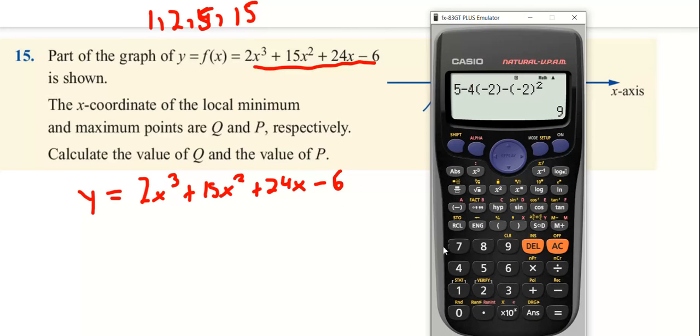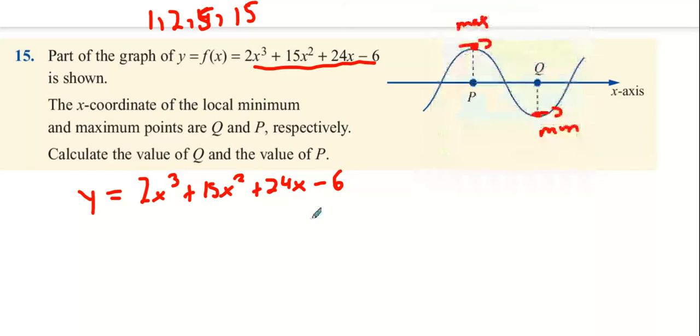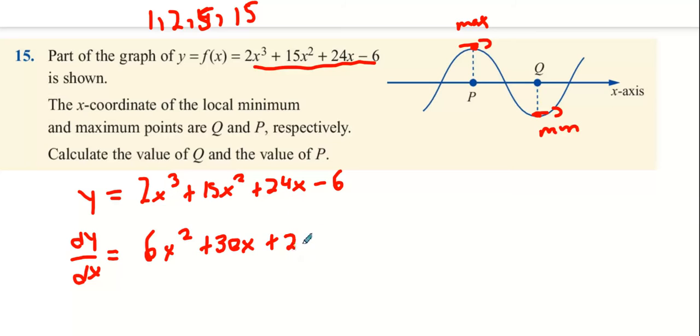Now, you could always just find the turning points, but we won't do that just yet, because you have to show your working. So dy/dx is: bring the 3 to the front, 3 times 2 is 6. Take 1 away from the power, 6x squared. Bring 2 to the front. Take 1 away from the power, 30x. And then differentiate 24 just to get 24.